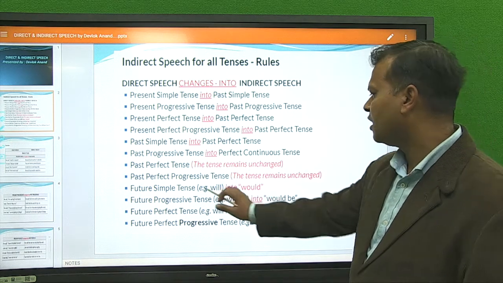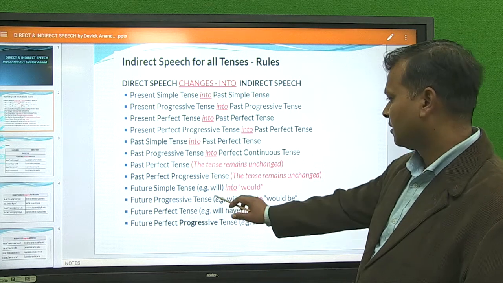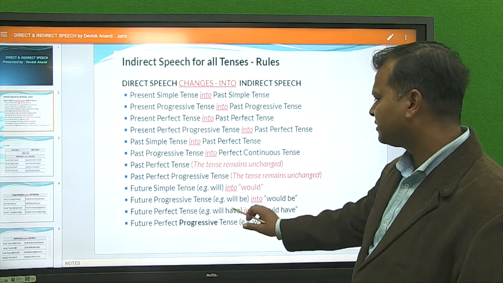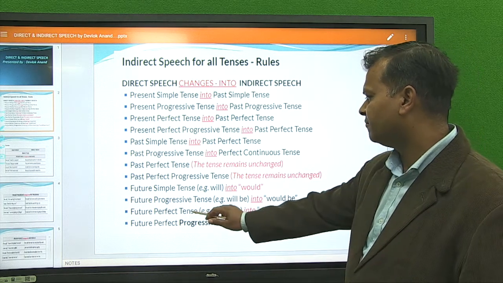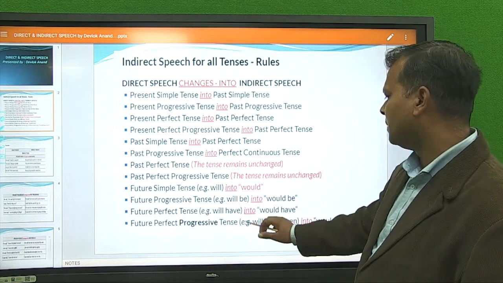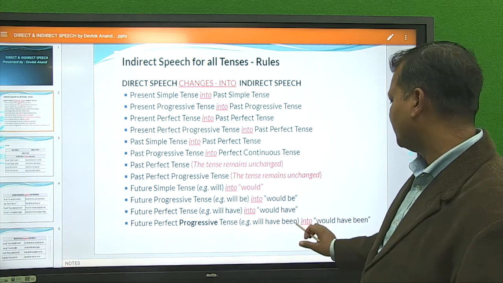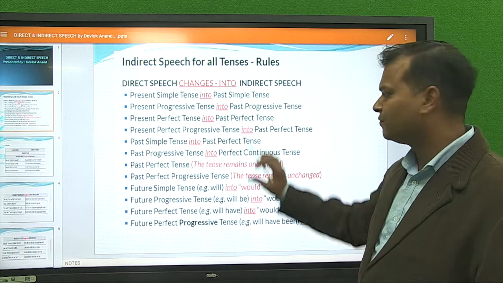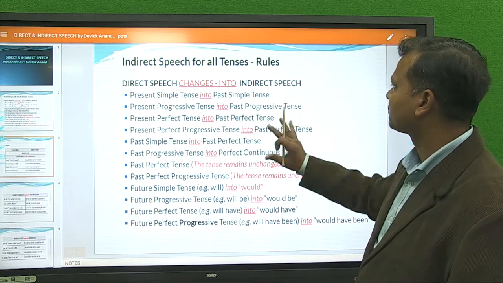In future simple, we shall use would in place of will, right, students? In future progressive tense, will be changes into would be, right? In the same way, in future perfect tense, will have changes into would have, right? In future perfect progressive tense, will have been changes into would have been. So this is very simple. I will give you examples and you will understand.